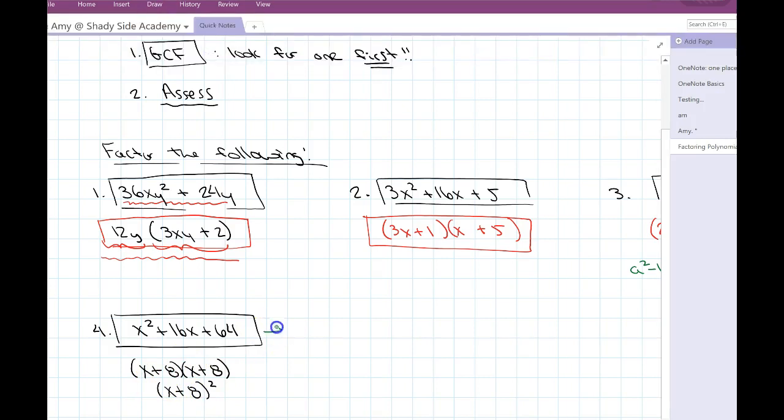Do you remember what it is? This is called a perfect square trinomial.